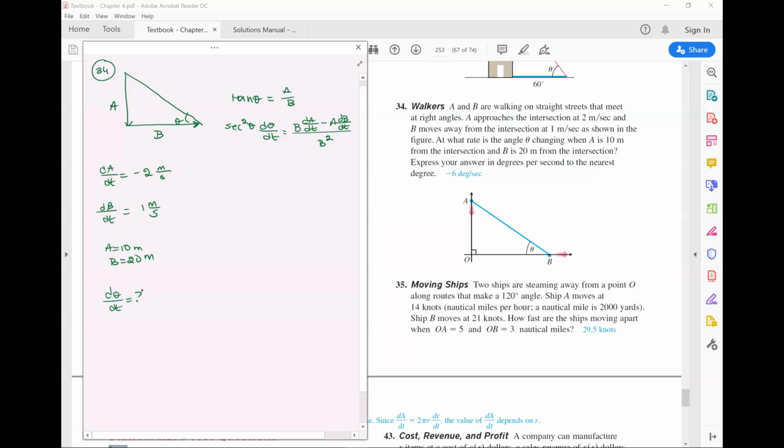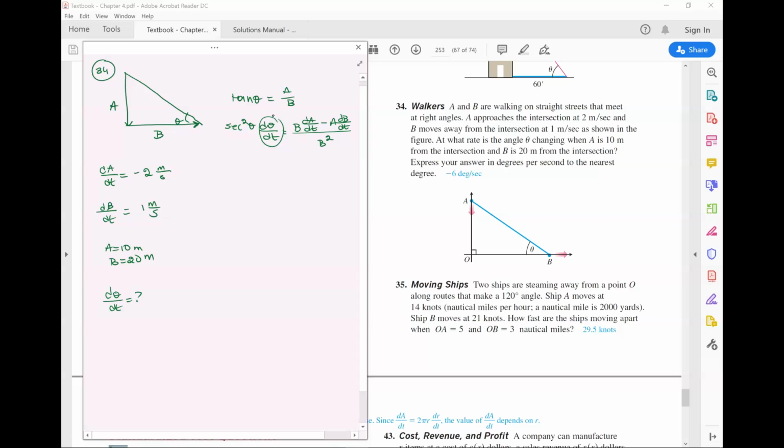So, what did I do? I haven't done anything with anything yet. I'm now going to put everything in. Okay, so what do I have here? d theta dt is what I'm looking for. Now let's look at everything else. I'm given B, dB dt, dA dt, A and B. I'm given all of that.